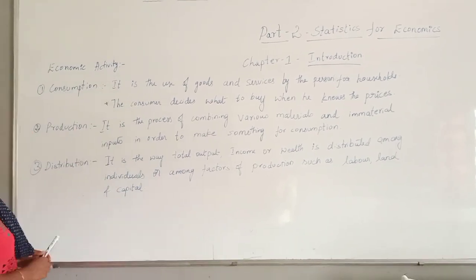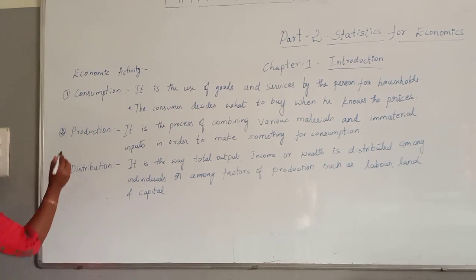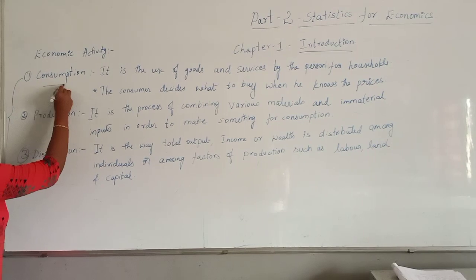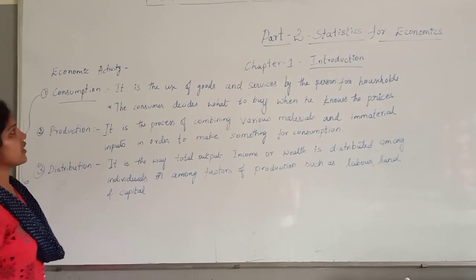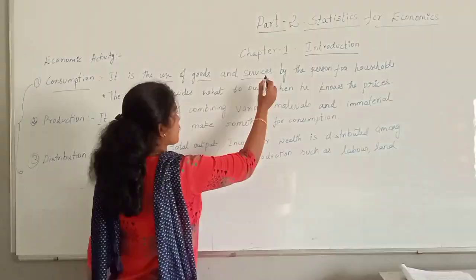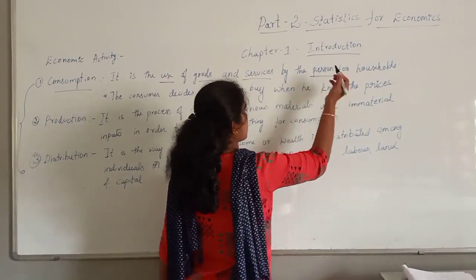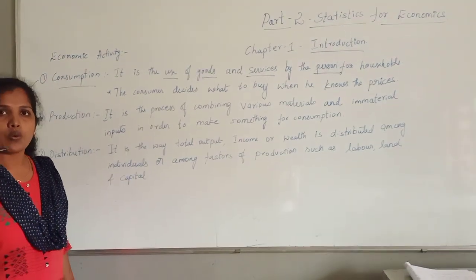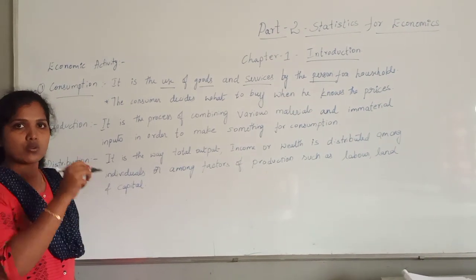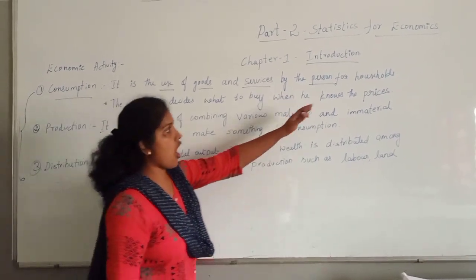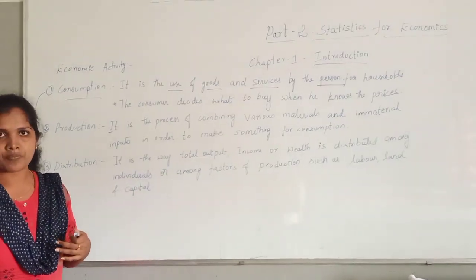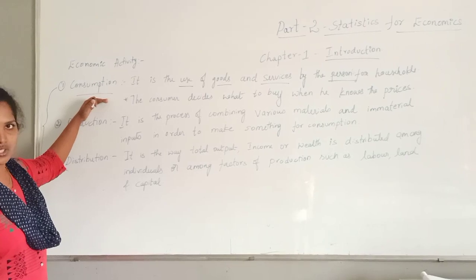Okay, you can see here there are three major types of economic activities. First one is consumption. So what is it? It is the use of goods and services by a person. I told you who a consumer is: when you buy goods or services and use those particular goods and services for household purposes or any personal purposes, that is known as consumption.